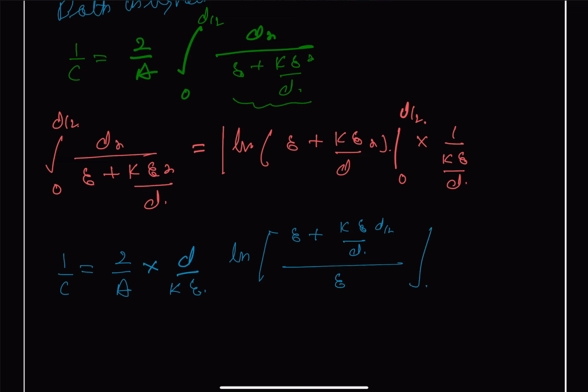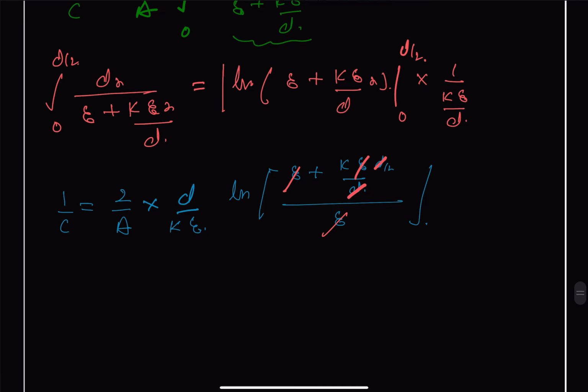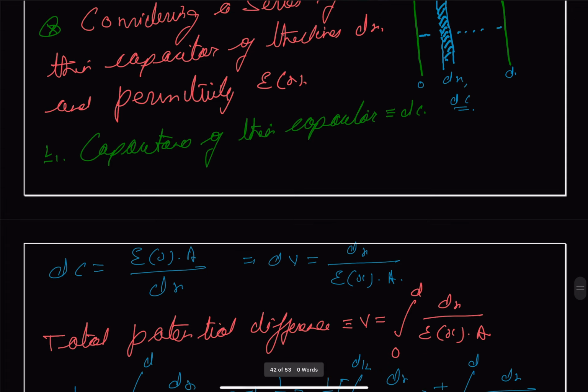Epsilon naught, epsilon naught cancel out. This d goes with d. Therefore, we are left with 1 upon C is equal to 2d upon k A epsilon naught times the natural log of 1 plus k divided by 2. And options are given to us. Yes, they are given.